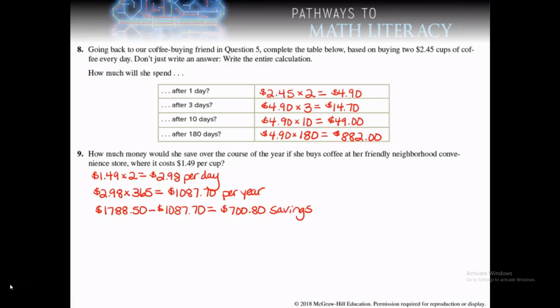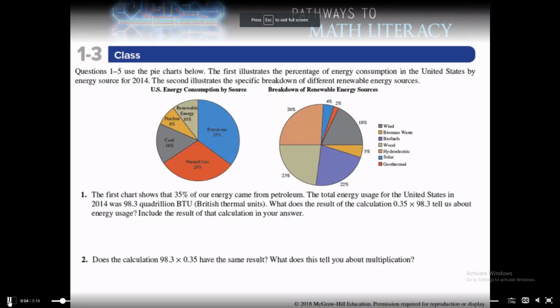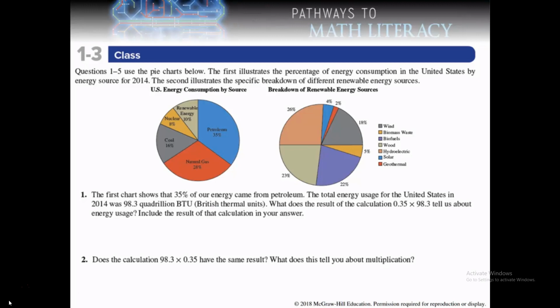Here we're given 2 pie charts. The first one illustrates the percentage of energy consumption in the U.S. by energy source for 2014. In number 1, it points out that this pie chart shows that 35% came from petroleum. The total energy usage for the U.S. in that year was 98.3 quadrillion BTUs.